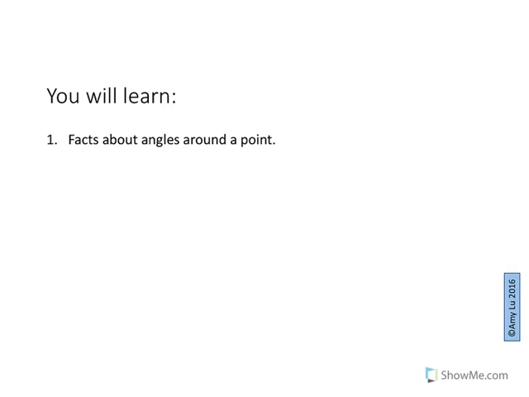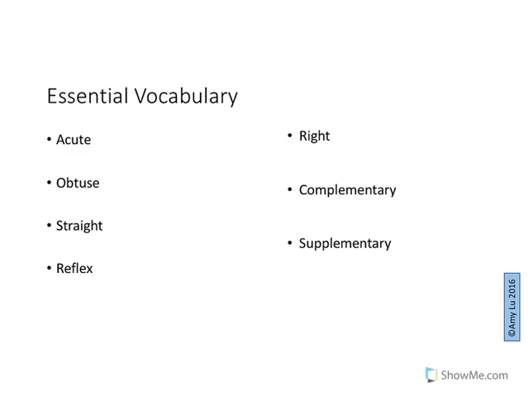So this is chapter 6A on angles. In this chapter, we'll talk about the facts about angles around a point. A few key words that you need to know for this chapter: acute, obtuse, straight, reflex, right, complementary, and supplementary.